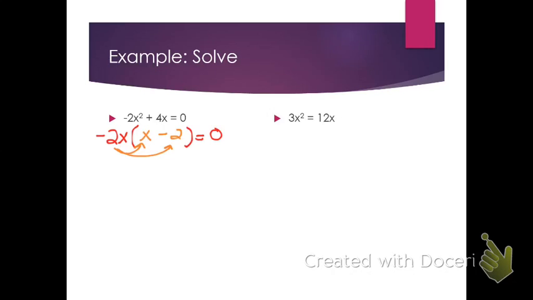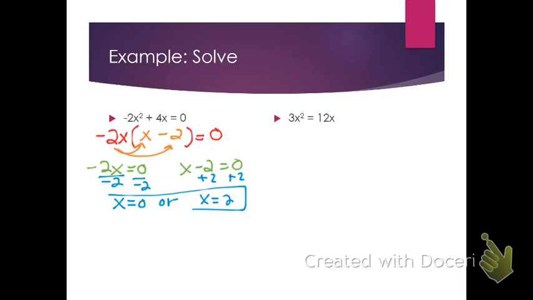So here's the new step. Now that I have the left-hand side factored, I'm going to take each of the factors and set them equal to 0. Remember that a factor is something that's multiplied together. So the things that are being multiplied together here are the negative 2x and the x minus 2. So I'm taking both of those factors and setting them equal to 0, and now I'm going to solve them both using inverse operations. On the left, I end up with 0. On the right, I end up with 2. So my solutions are x equals 0 or x equals 2.